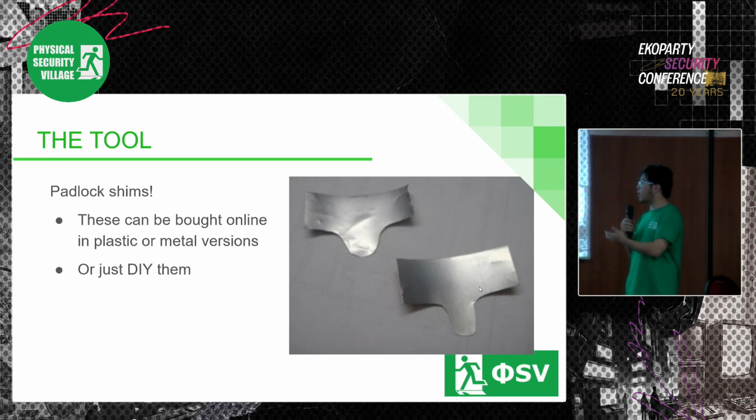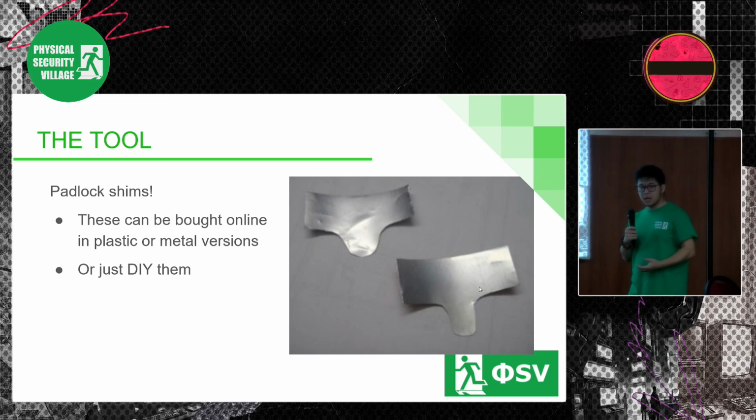So yeah, for padlocks, you can use padlock shims. These can be bought online in plastic or metal versions, or you can make them yourselves. I believe you used to be able to do them with the plastic from cans, and you used to be able to cut them. I'm not sure if you're able to do them anymore. Yeah, I think you still can.